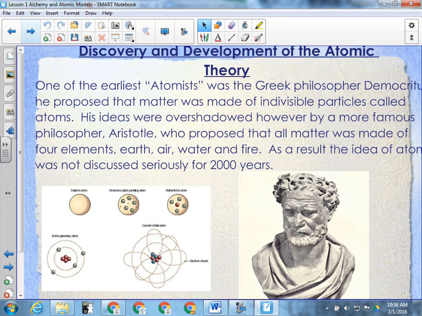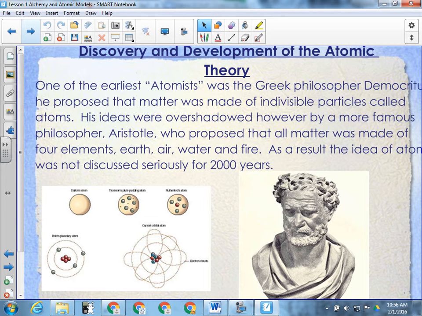Now, it wasn't all bad for Democritus. He came up with something else that was pretty good. No, democracy, hence the name. Yeah. So it wasn't all bad for Democritus. He did come up with some good ideas. That was his kind of claim to fame.